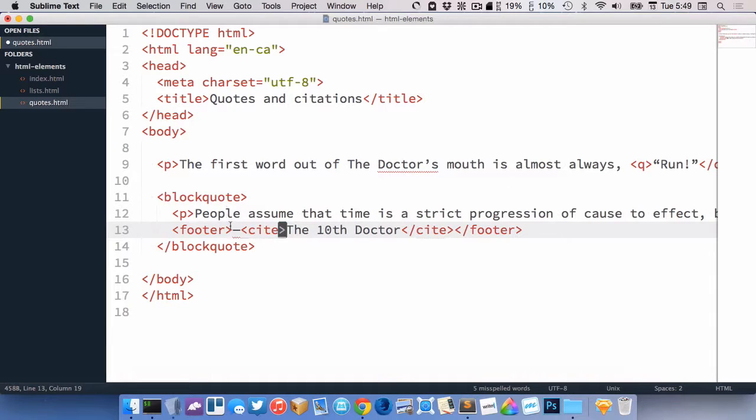this. So you can see that the cite wraps around the name of the person who actually spoke the quote, but the footer element sort of denotes that this piece of information is secondary to the primary part of information. So this is the proper way to mark up a block quote using the footer element.